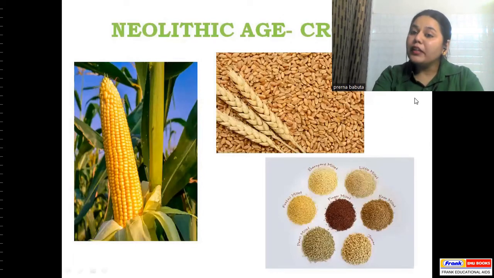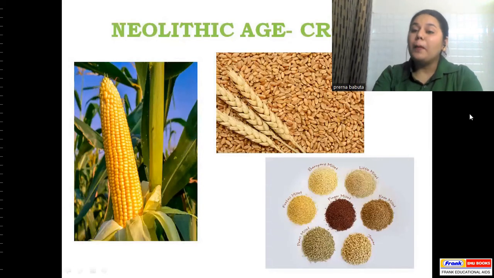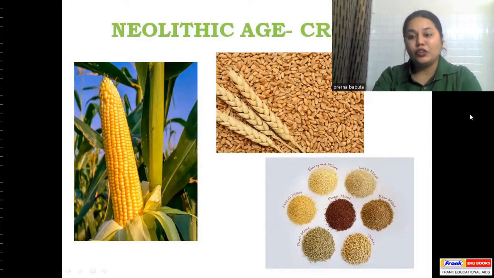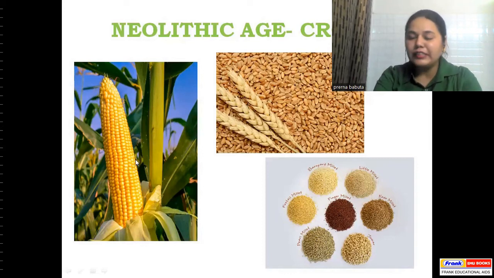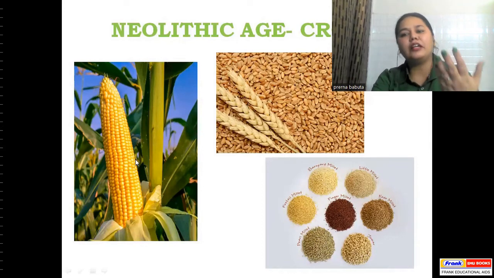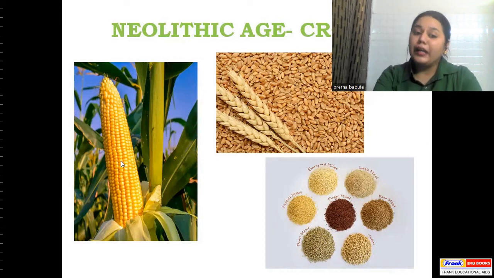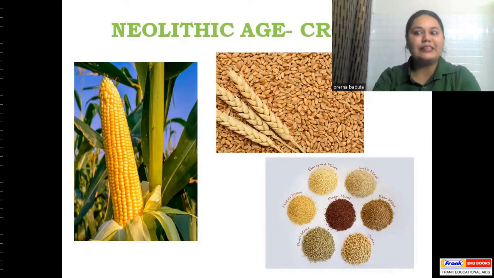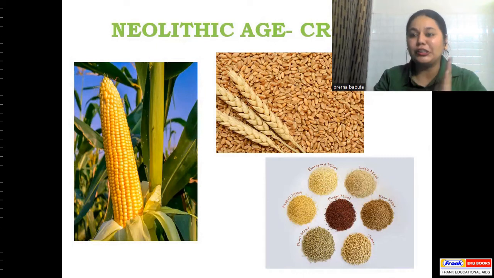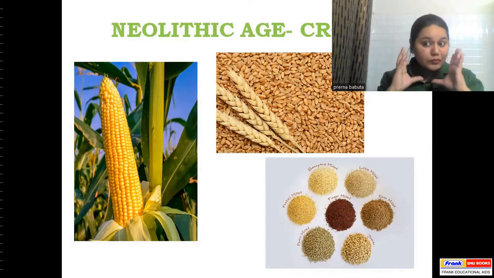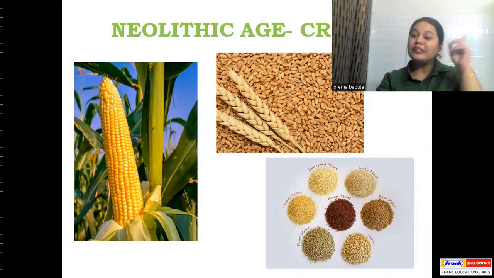Now, what were the main crops grown by the man of the Neolithic age? A very common crop was corn. We have all seen cornfields. Maybe we've not seen them in real life, but I'm sure you've seen pictures. And I'm sure most of you eat this during winter. It is cooked on burning coal, and it is absolutely delicious. So this crop, corn, was something which was discovered by the man of the Neolithic age.